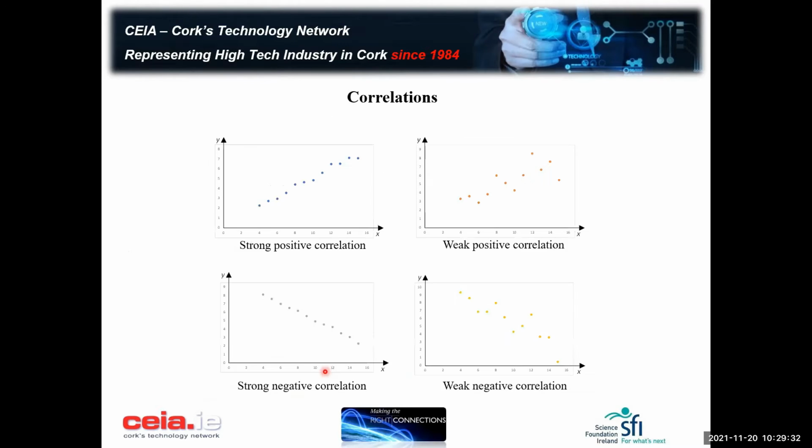So to illustrate that, this is a strong positive correlation. You can see a very clear relationship, a very clear trend. This is a somewhat weaker positive correlation. There is a general upward slope, but it's not as definitive as for the strong case. Here's a strong negative correlation, very clear relationship there. And here's a weaker negative correlation in this case.